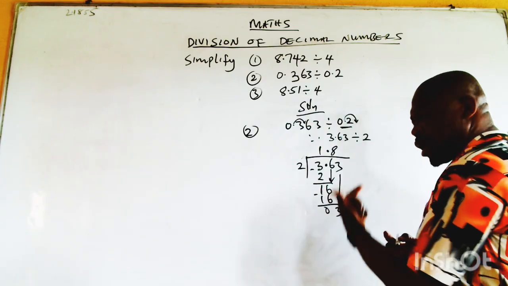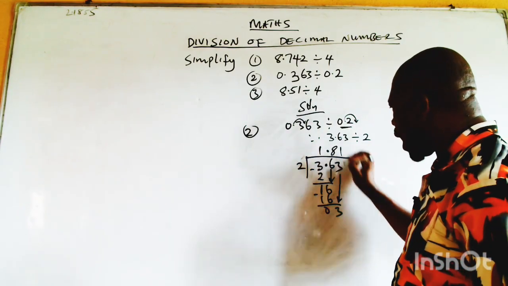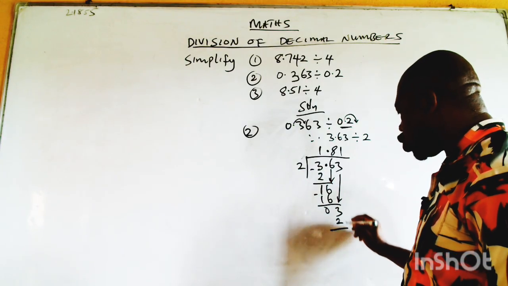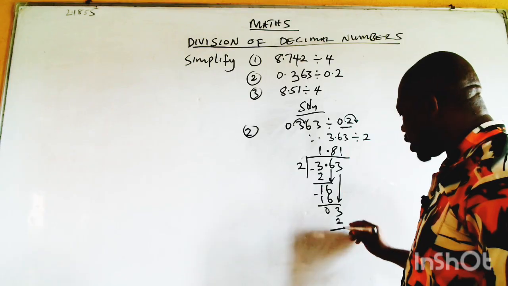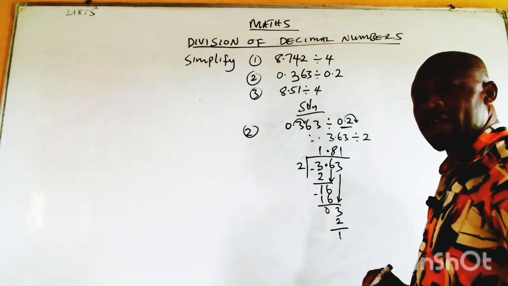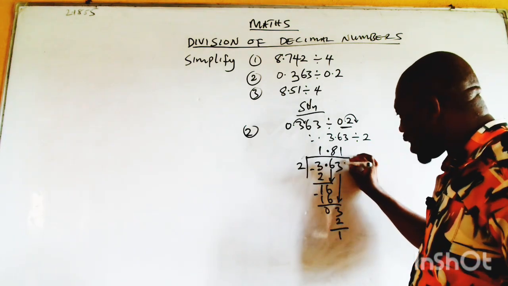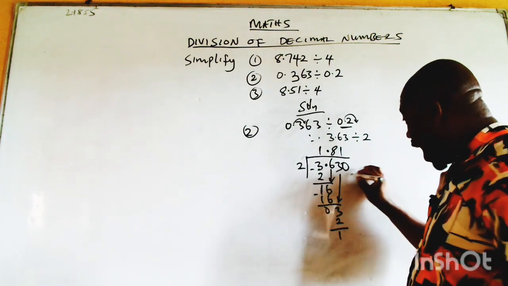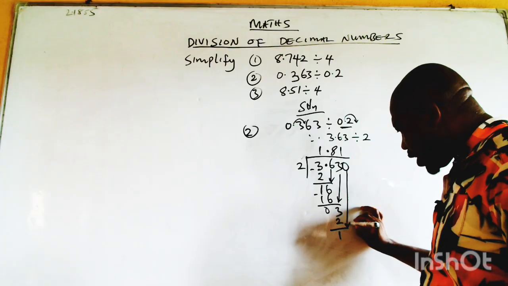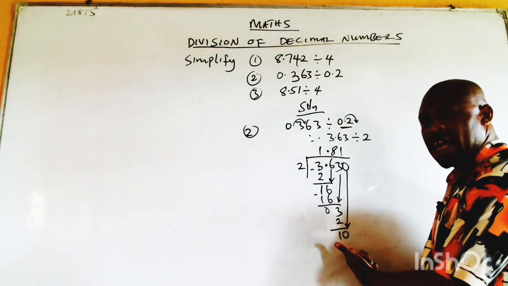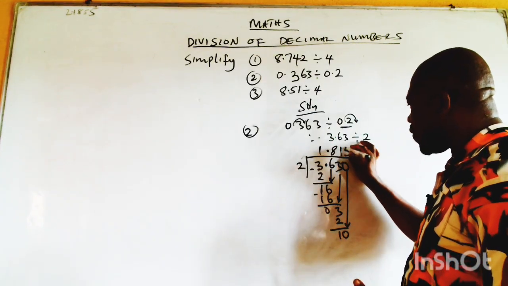2 divide 3 will give us 1. 1 times 2 will give us 2. Subtract. If you subtract here, we will have 1 here. Now, 2 cannot divide 1. What we'll do is add 0 to this one and bring it down. If we add 0 there, we bring it down. 2 divide 10 will give us 5.